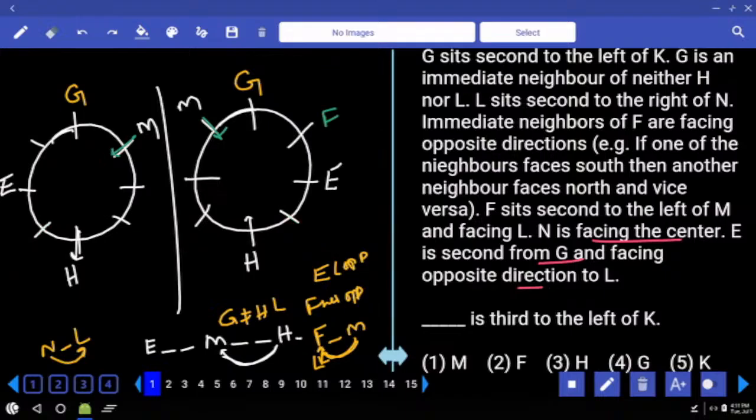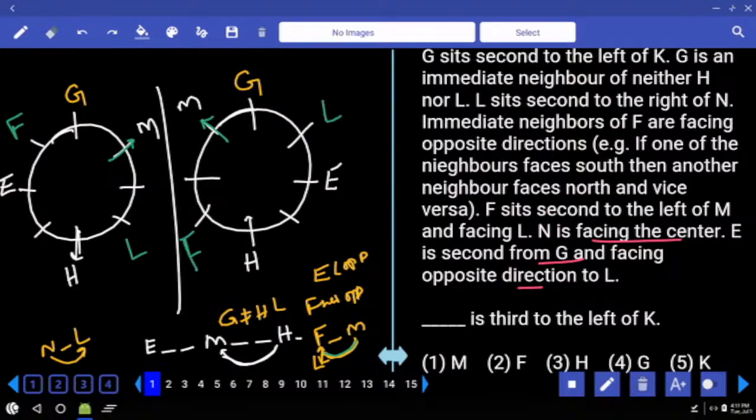Now we need to take M is away from the center. Maybe M away from the center, this one. Now if M is away from the center, F is seated second to the left of M. F is here and opposite to L. F is seated second to the left of M and opposite to whom?